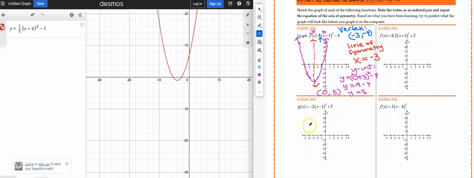So this time, let's do the one right below it. Okay. So again, let's figure out where our vertex would be, because we need to find these things before we can graph it. So our vertex is going to be 1, comma 5. Awesome. So over 1, up 5 is going to be here.